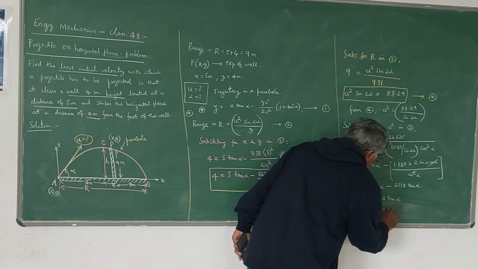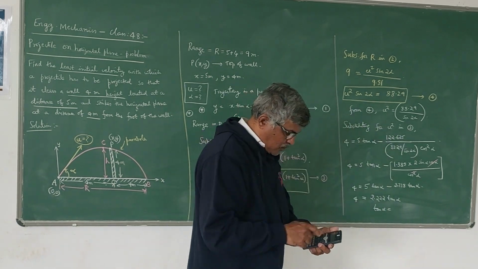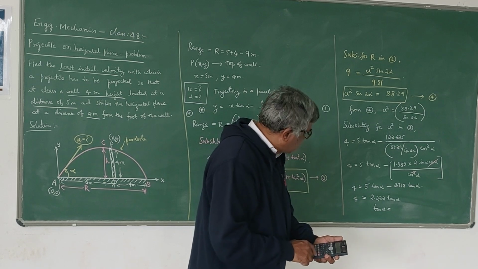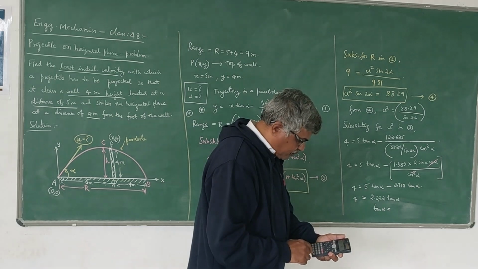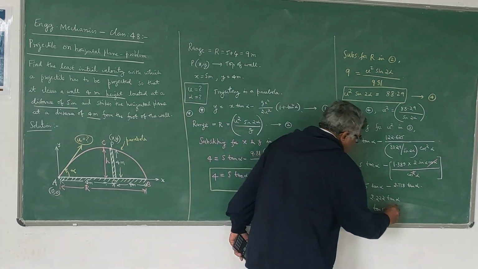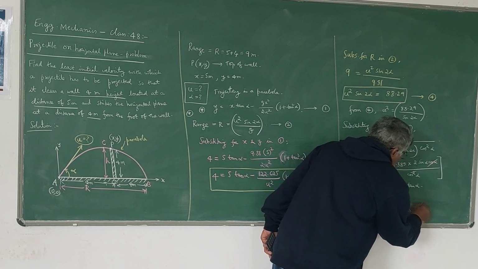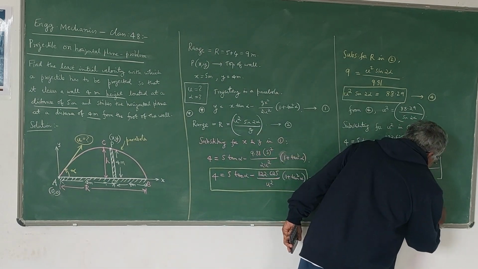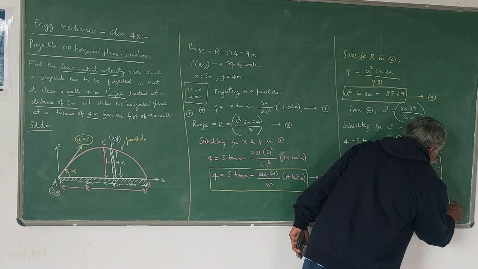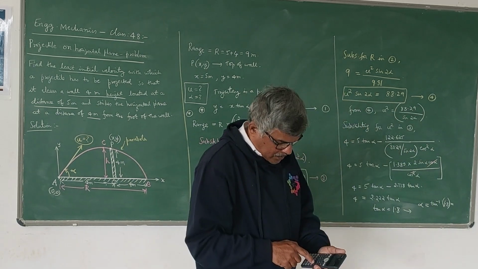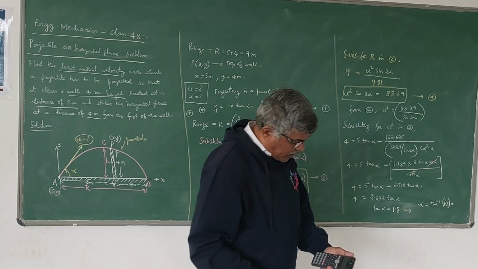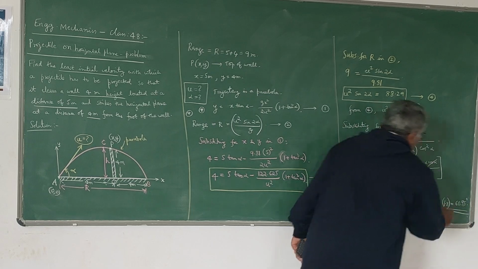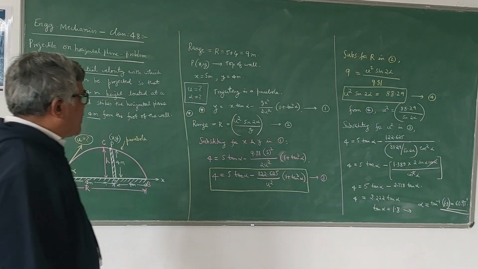Therefore tan alpha is equal to 4 divided by 2.222, which is 1.8. Tan alpha is 1.8. Therefore alpha, that is the angle of projection, is tan inverse of 1.8, which is 60.95 degrees. So this is the angle of projection with which the projectile has been thrown.